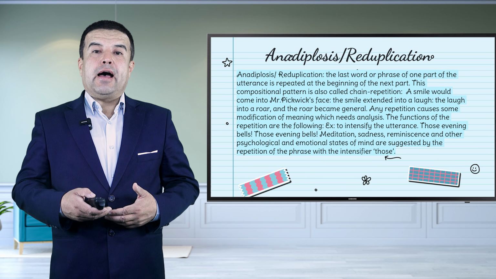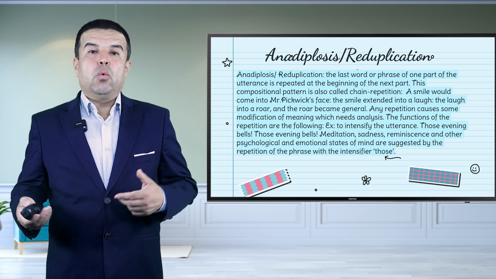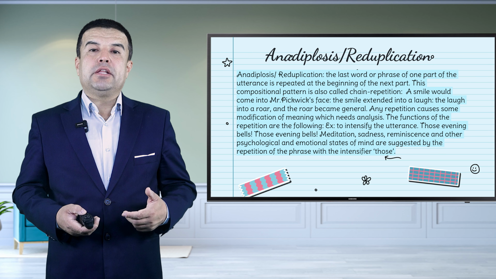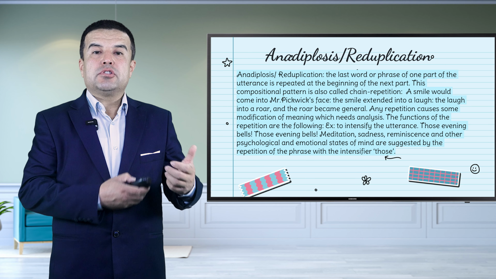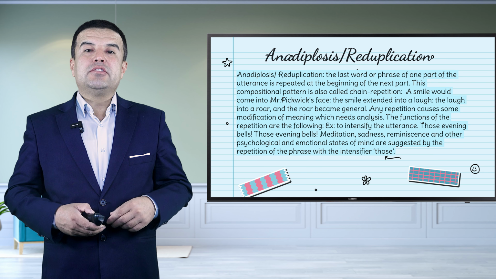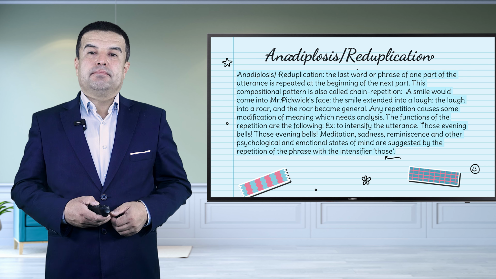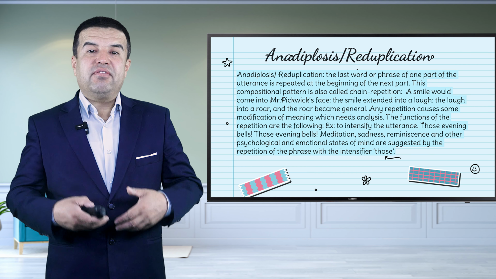Next one is anadiplosis. You can say the other word is reduplication. This is the last word of a phrase. One part of the utterance is repeated at the beginning of the next part. This is a compositional pattern, also called chain repetition. A smile would come into Mr. Pickwick's face. The smile extended into a laugh, the laugh into a roar, and the roar became general.